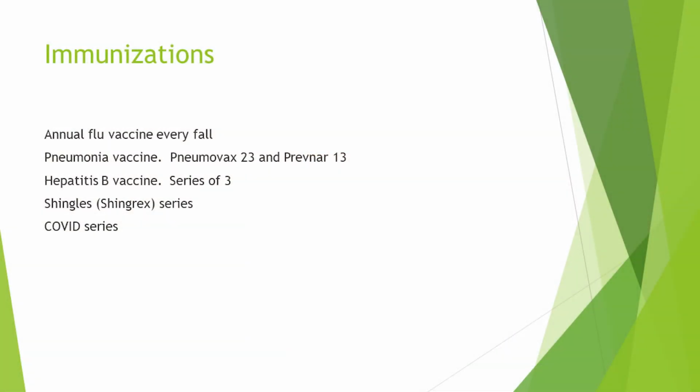Let's talk about immunizations. Annual flu vaccine every fall for everybody. Pneumonia vaccine is a series of 2 vaccines, Pneumovax 23 and Prevnar 13. You get these a year apart. It is recommended that patients with diabetes get hepatitis B vaccine. I don't promote this a lot, but that is a recommendation. And that's a series of 3.